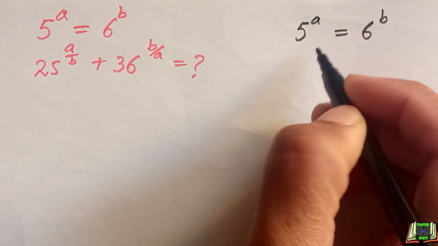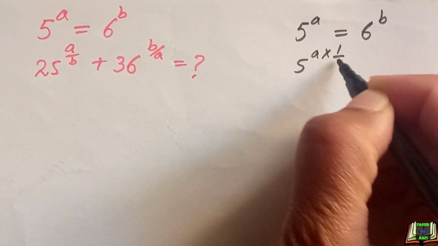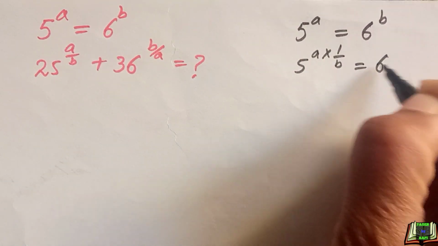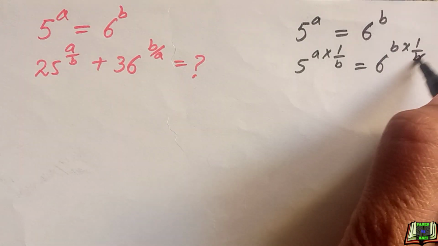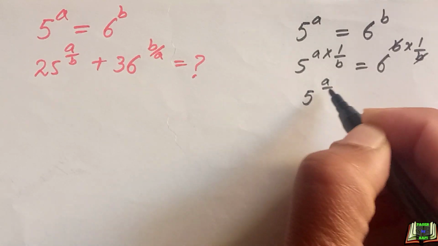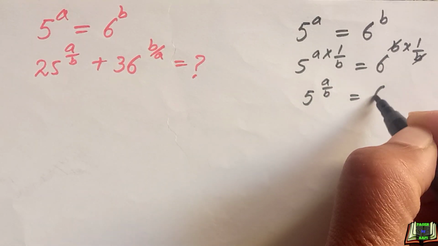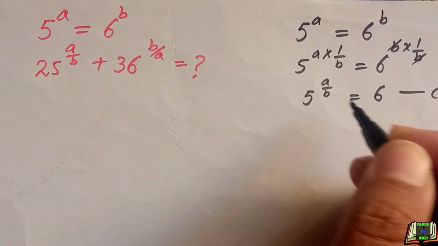b. We are going to multiply the powers of both sides by 1 over b. So this b and b cancel out. We have 5 raised to power a by b is equal to 6. Let's name this equation as equation 1.